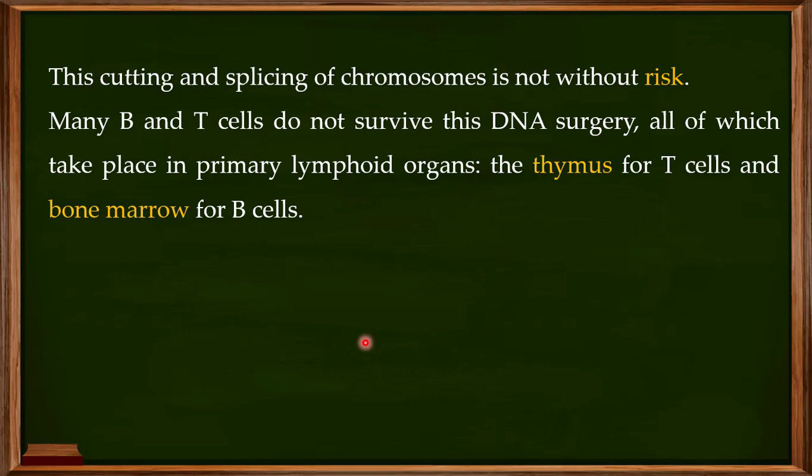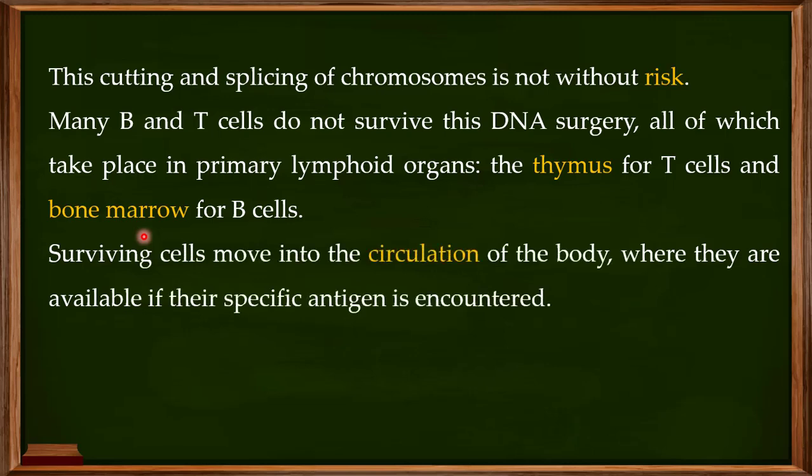And many B and T cells do not survive this DNA surgery, all of which takes place in the primary lymphoid organs. For example, if you talk about the T cells, this DNA rearrangement is going to take place in the thymus, and if you talk about the B cells, this DNA rearrangement is going to take place in the bone marrow. What this means is that some of the cells are going to survive, and some of the cells are not going to survive.